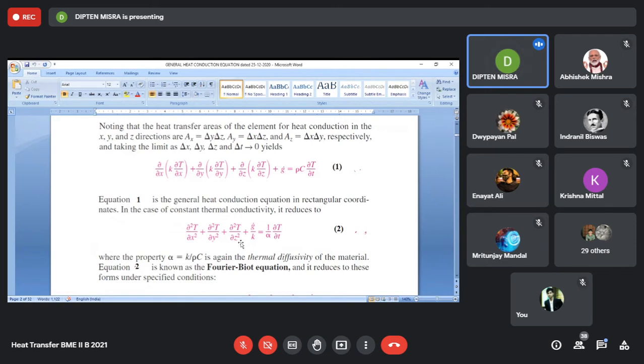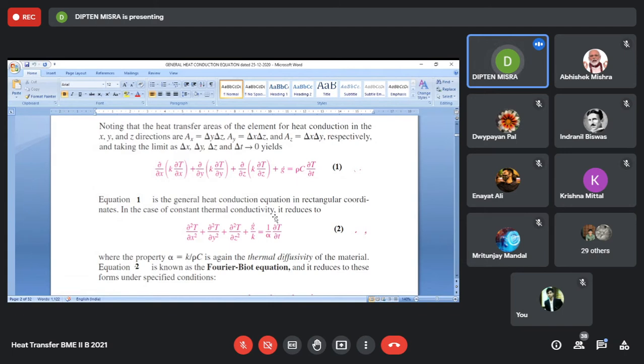So a particular mathematical operation known as the Laplacian operator is applied on this, which means del 2 by del X square plus del 2 by del Y square plus del 2 by del Z square operating on temperature. It is an operator that is operating on a scalar quantity, that is temperature. Temperature is a scalar quantity, it has some value, it doesn't have any direction. So because we have divided both sides by K, it becomes G dot by K, and also we have rho Cp by K.